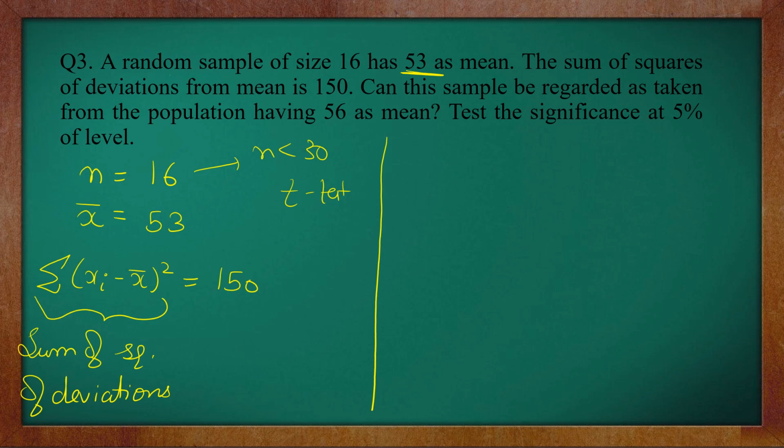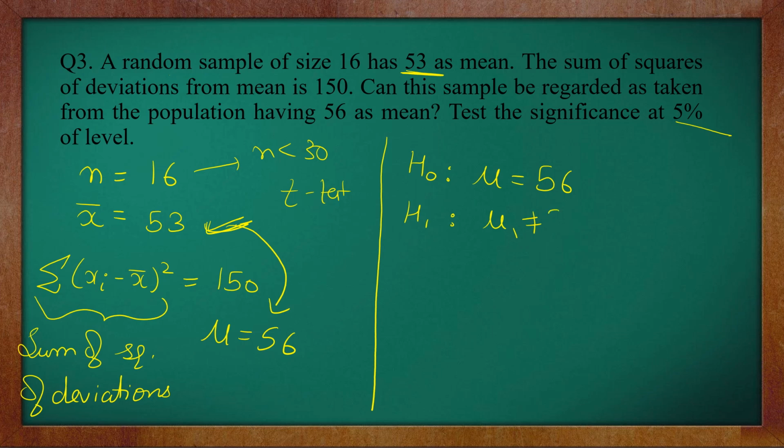Now, further, can this sample be regarded as taken from the population having mean mu? So the population mean is 56. They are asking whether this sample was chosen from this population. Test at 5%. So what is the null hypothesis? You will say yes, we are choosing. Then the alternative: they are not using any greater than or less than word. So mu is not equal to 56. It's a two-tailed test.